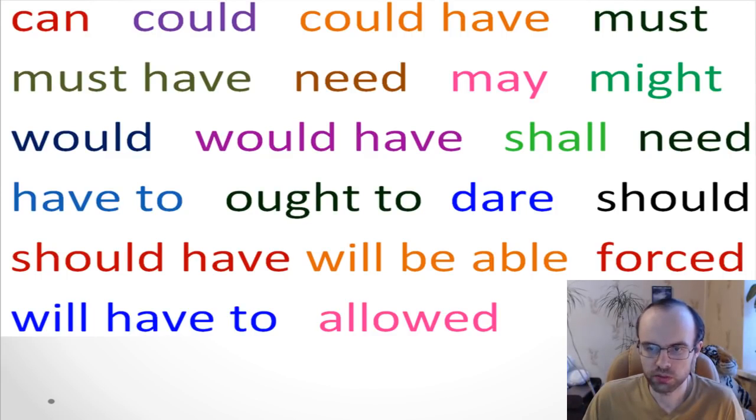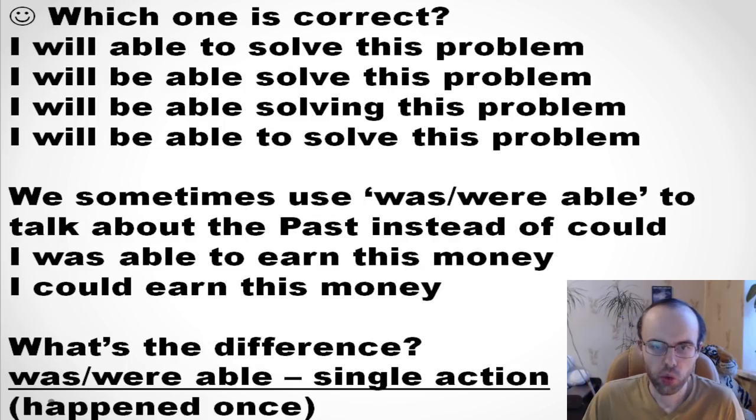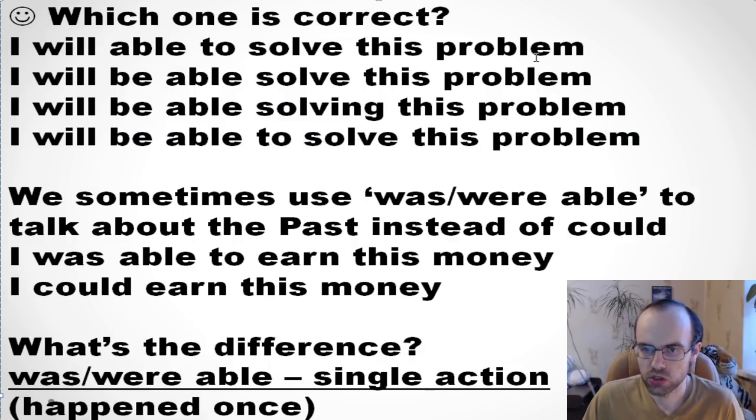Okay, more practice for you. I think you don't mind. You don't mind means I think it's okay for you. So, which one is correct? Please, think about it. I will able to solve this problem. I will be able solve this problem. I will be able solving this problem. Or I will be able to solve this problem.